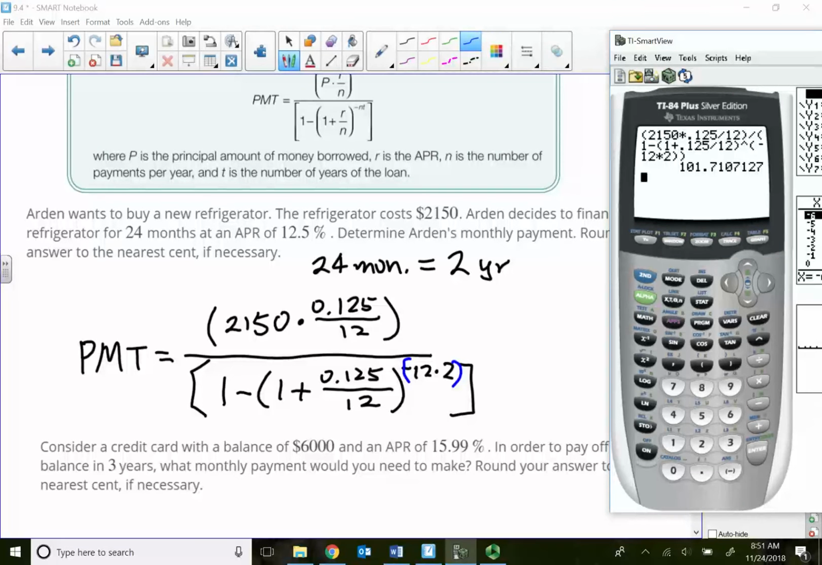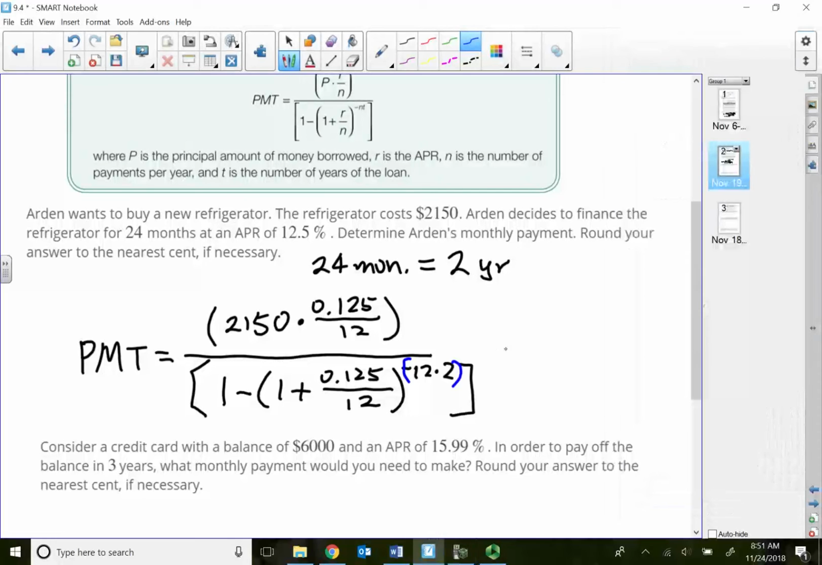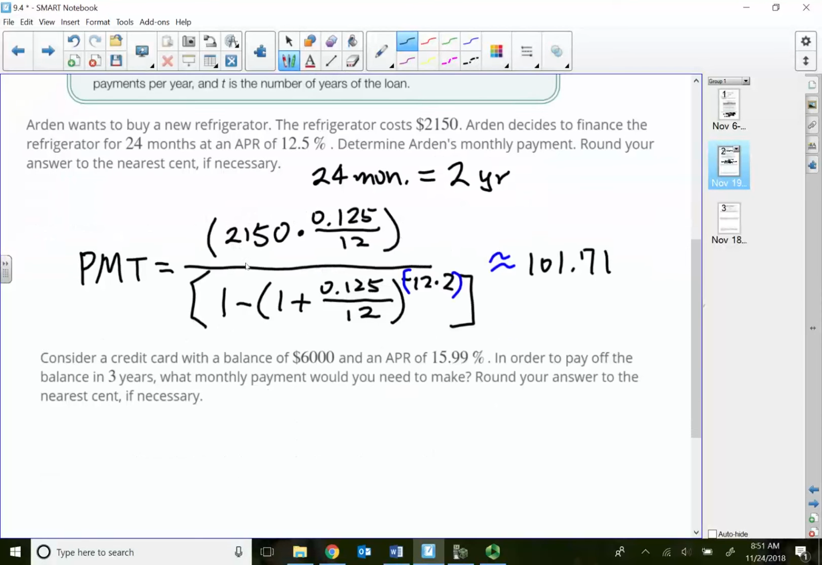All right, my answer, $101.71. All right, that will be Arden's monthly payment. Okay, that's how we estimate the monthly payment.